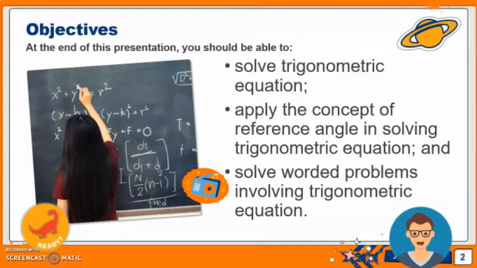Before we proceed to the lecture proper, we need to differentiate trigonometric equation from trigonometric identity. When we say trigonometric equation, these are only limited to a certain solution or certain values, while trigonometric identity, the values may be an infinite number.